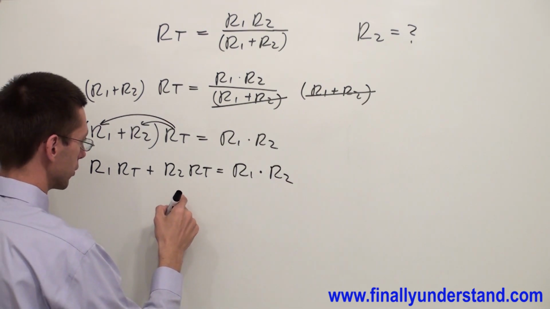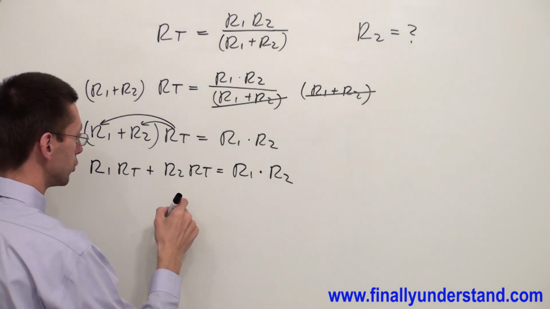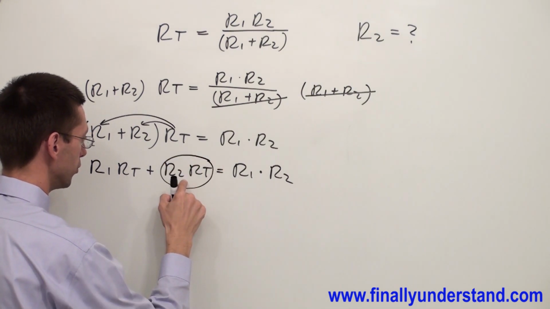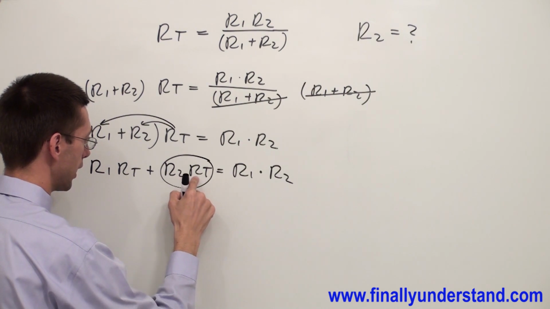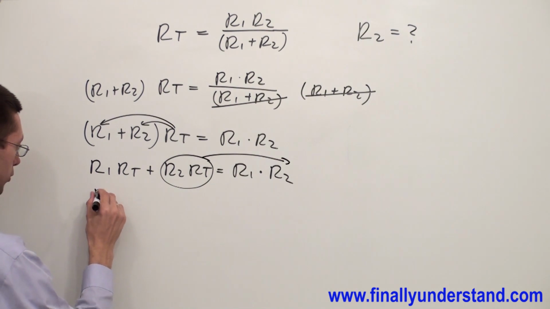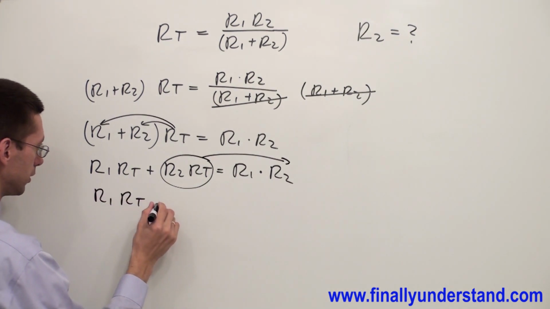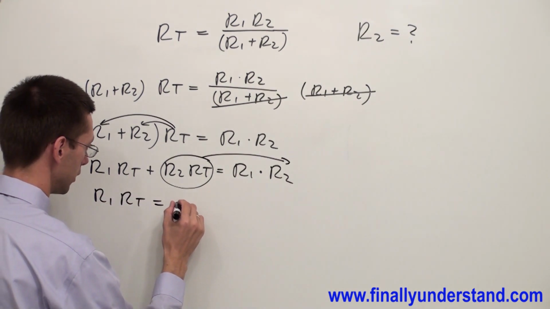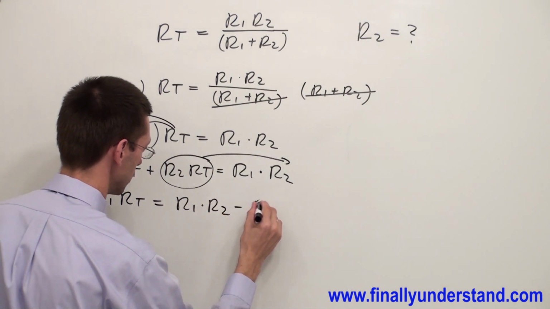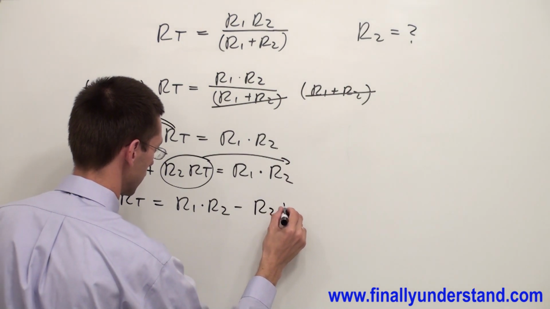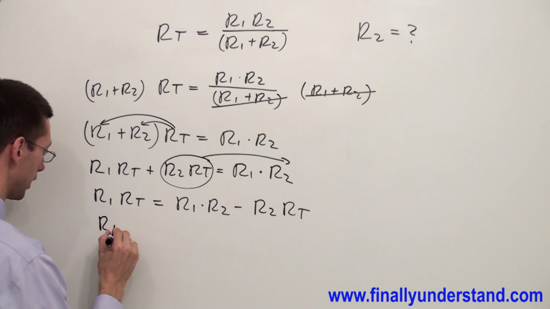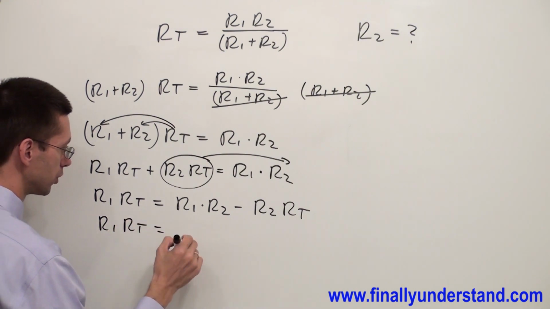Okay? So what I'm going to do this time is move this R2 RT to the right side. Let's take a look how it's going to work. I'm going to have R1 RT equals R1 times R2 minus R2 RT. Okay? Now, let's copy down R1 RT is equal.